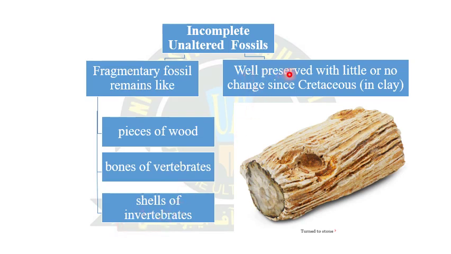These are well preserved with little or no change since the Cretaceous period in clay. So this is the time period, the Cretaceous period, during which they were preserved. The wood, vertebrate bone and invertebrate shell were preserved in the past during the Cretaceous period, and their preservation medium is clay, meaning they are found in sedimentary rocks.